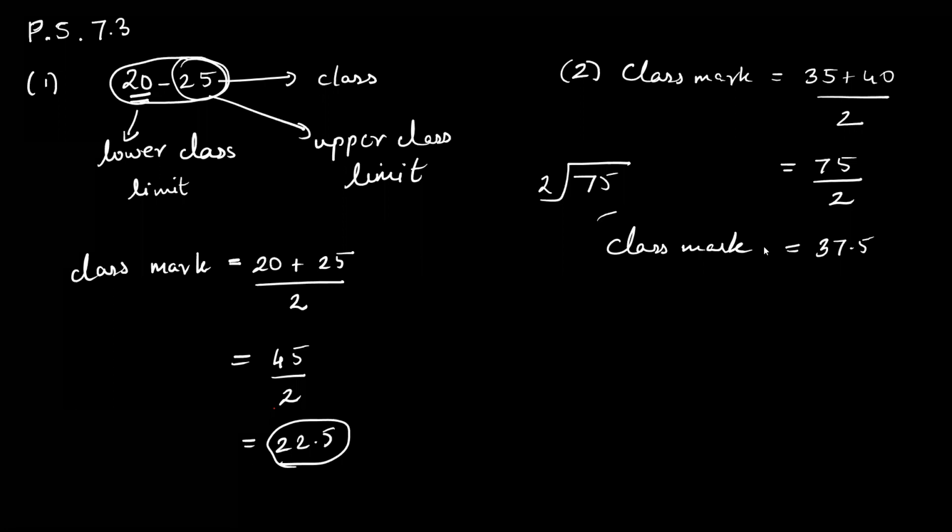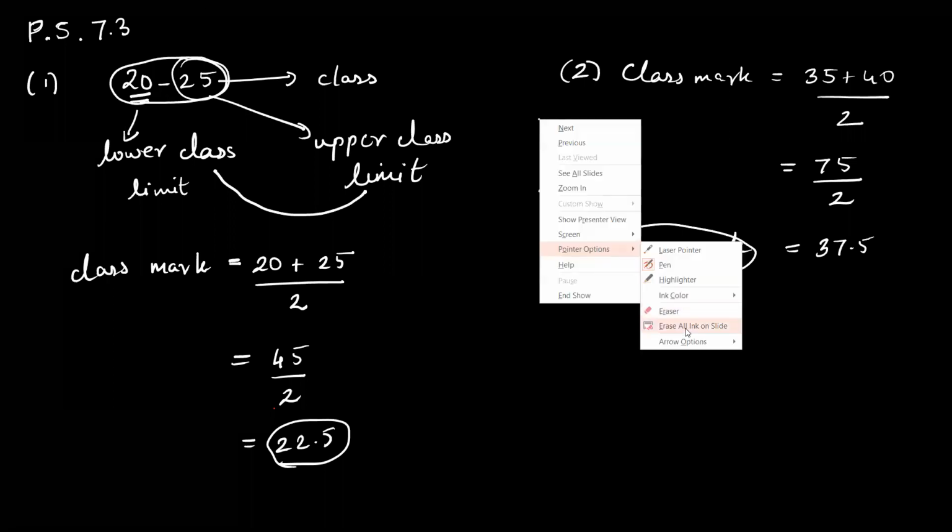Fine. Let's move on to the third one now. In the third one, they've told us the class mark is 10, and they have told us the class width. Now, class width is very simple. It is the difference between these two values. Upper class limit minus lower class limit will give you the class width. See, the way class mark tells us the midpoint of the class, class width tells us how big the class is, how many values we can fit. So let us understand this sum right now. That is the third question.